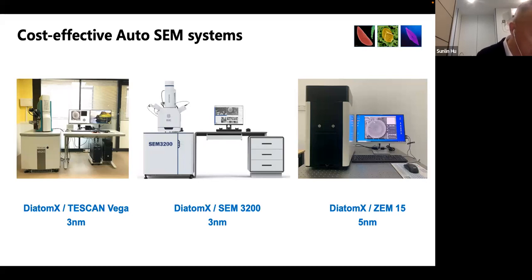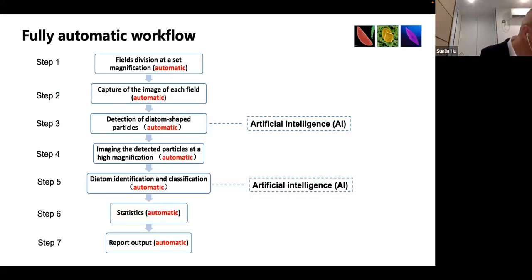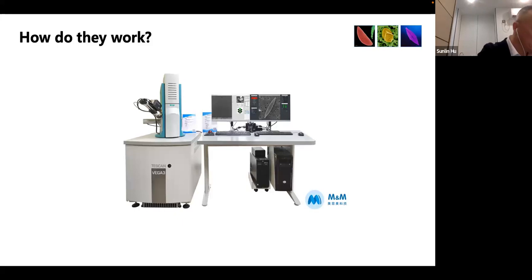Up to now, we have developed 3 types of systems. Among them, 2 are based on standard SEM. 1 is based on tabletop SEM, which is much cheaper than standard SEM. For these systems, we have automated all steps by a combination of digitalized SEM, diatom database, and AI. Here is a video demonstrating how they work.